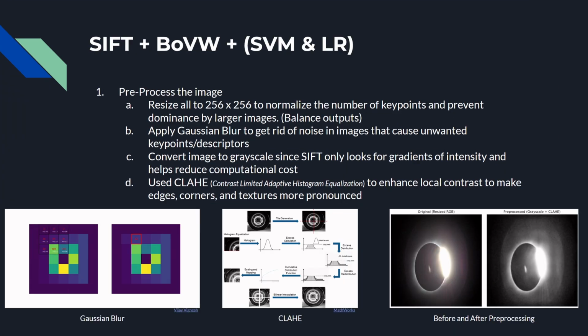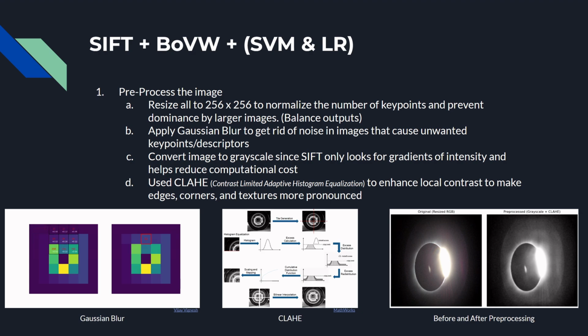Now to talk about the second and third approach for this project, we use SIFT plus bag of visual words and then pass that on to support vector machine and logistic regression. We started off by pre-processing all the images. We resized them all to 256 by 256. This normalizes the number of key points and prevents dominance by larger images, pretty much balancing out the outputs.